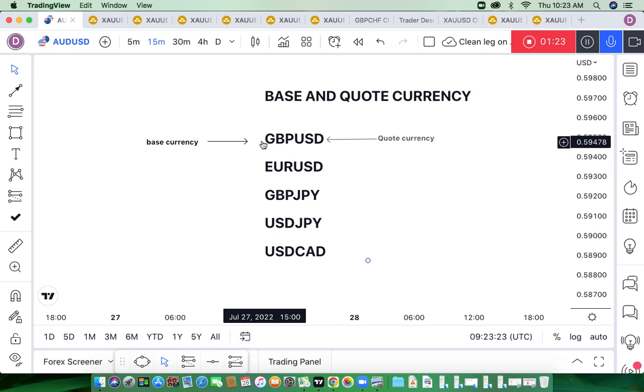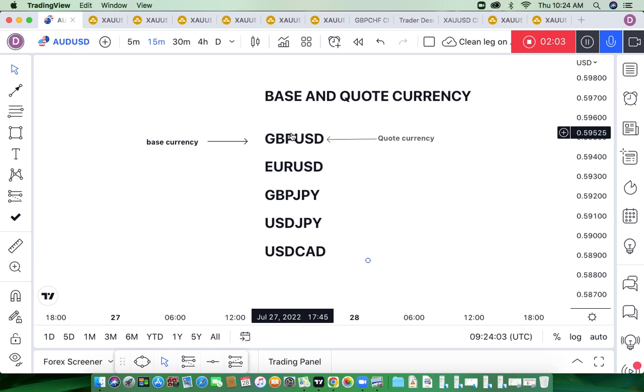The first thing you need to know is that the first two letters of a currency pair represent the country. Let's say for instance this is GBP USD. The first two letters represent the country, Great Britain. Then the last letter is always the name of the currency that particular country uses.